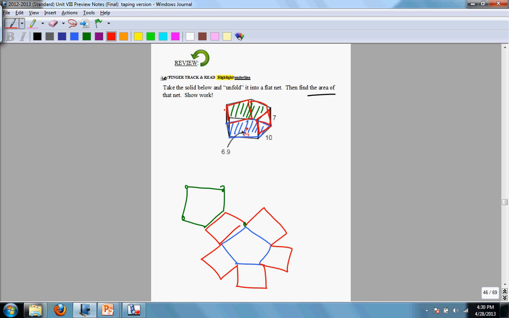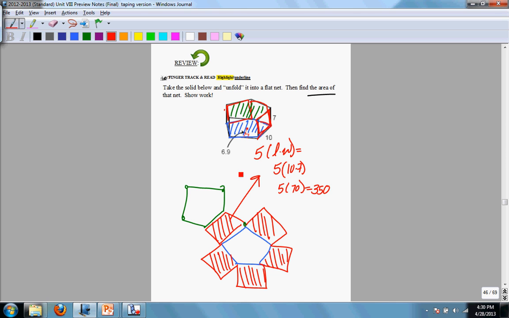Okay, let's do the easy ones. You have 1, 2, 3, 4, 5 rectangles. So we're going to go 5 times the length times width of the rectangles, which is 5 times 10 times 7, which is 5 times 70, of course. 5 times 7 is 35. Add the 0, so it's 350. Let's check for units. No units. We're going to say units squared.